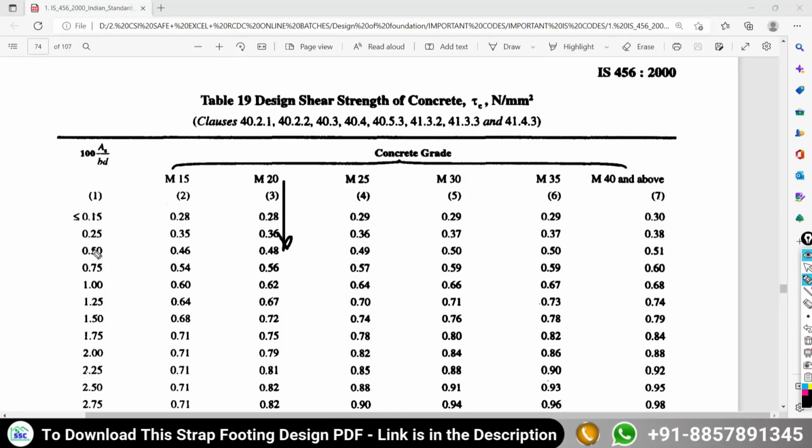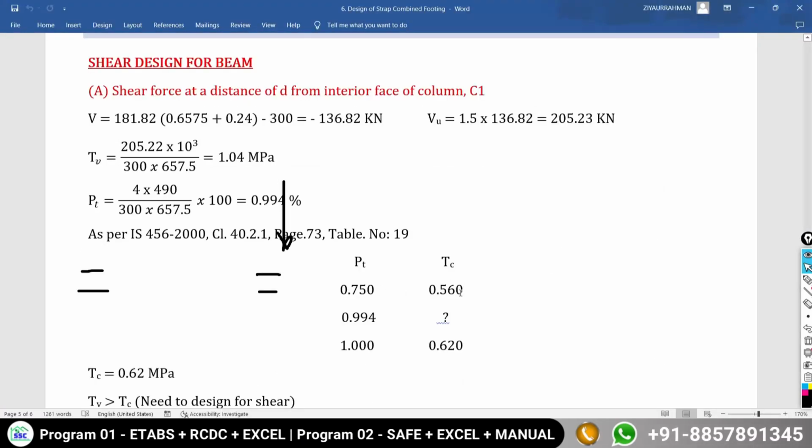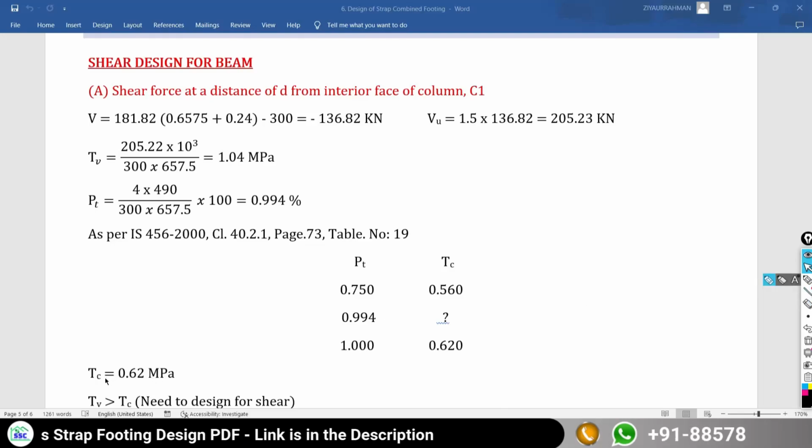For 0.994% reinforcement, the value is coming in between 0.75 and 1, so we have to do the linear interpolation. For 0.75 the value of tau c is 0.56, and for 1% of the reinforcement the value of tau c will be 0.62. I am going to write that here in your calculation. For 0.75, 0.56; for 1, 0.62; we have to calculate the value for 0.994. If you do the linear interpolation, you get the tau c value as 0.62 MPa.